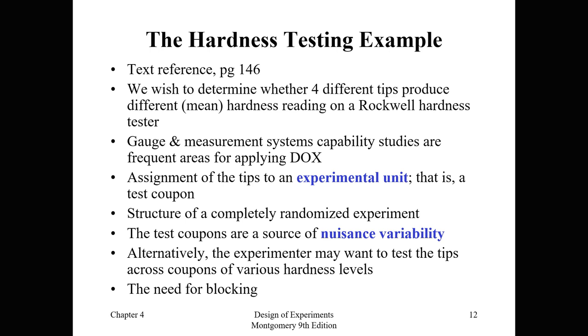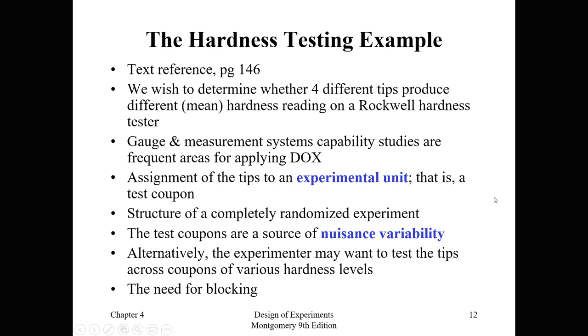So we're looking at a completely randomized experiment, at least initially, but the coupons themselves are a source of this nuisance variability. So we might be looking at coupons with different hardness levels because different coupons may be made out of different hardnesses or different pieces of metal. So different coupons might themselves introduce variability. So if we can control for that, that would help to reduce the error variability.